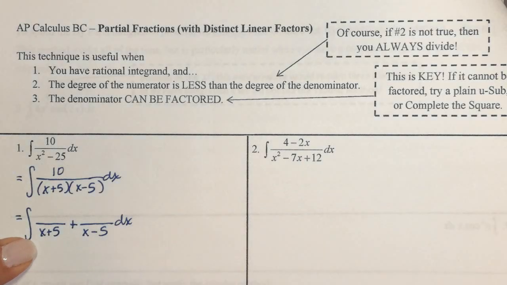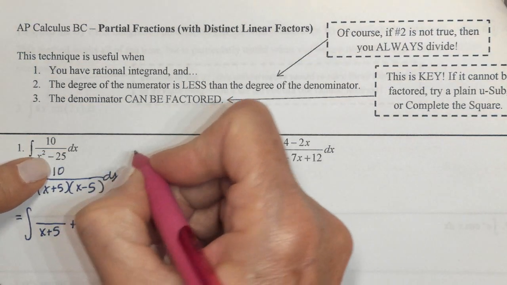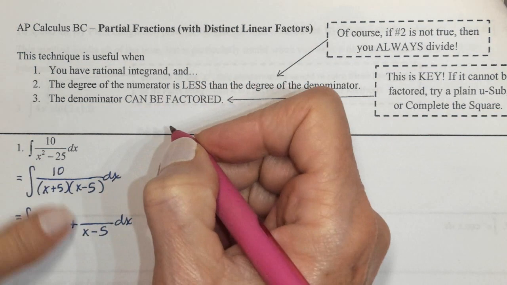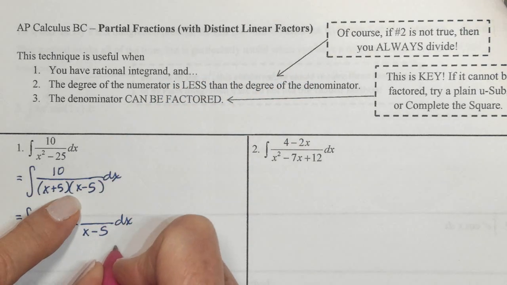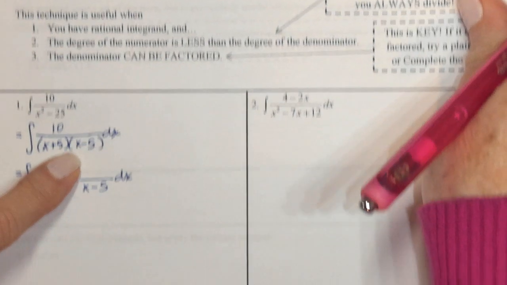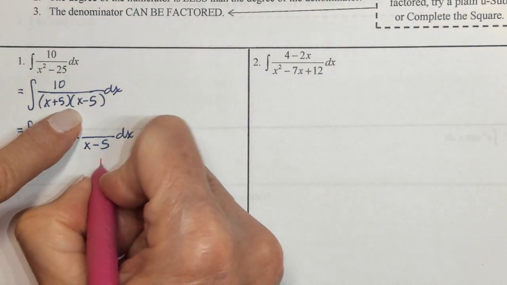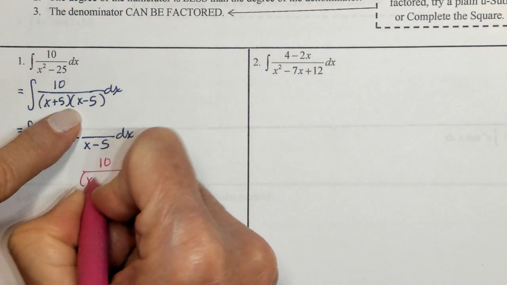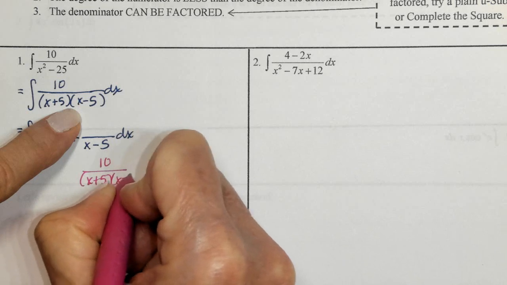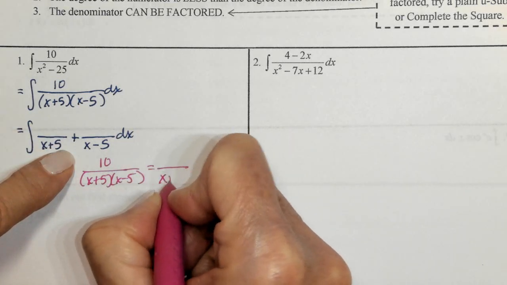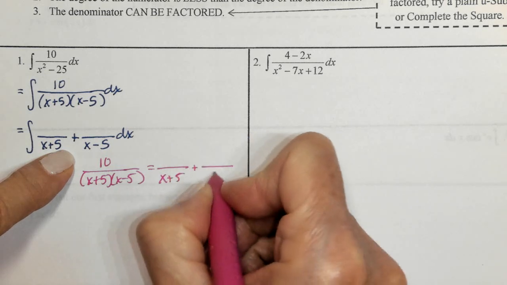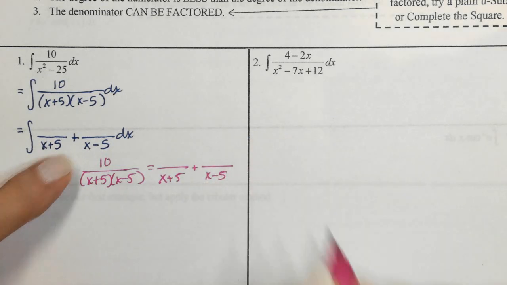All right, so we're going to go through the process. I'm going to come up here, this side, up here, and I'm going to start with, you know what, I might just come down here. It might take a little bit more space. I'm going to come down here. So I have the 10 over x plus 5, x minus 5 is equal to something over x plus 5 plus something over x minus 5, right?